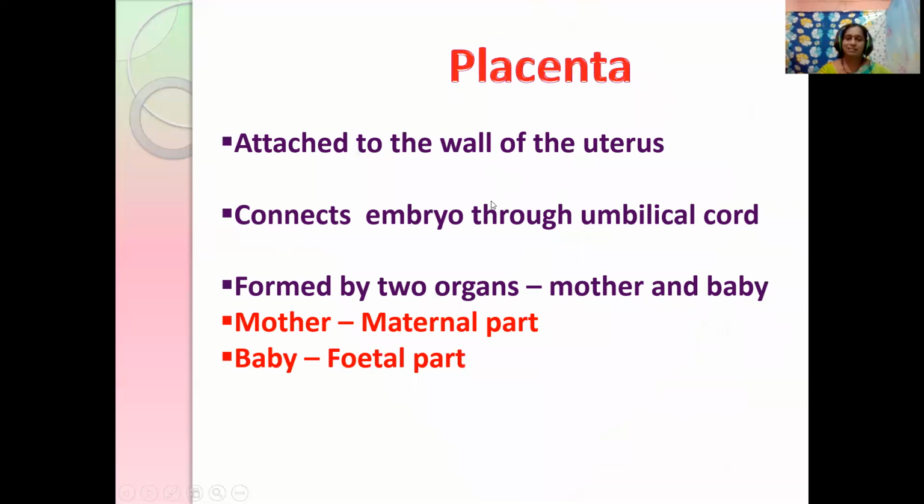Next comes the placenta. The placenta is a temporary organ that attaches to the wall of the uterus while it is in the blastocyst stage. It connects the embryo through the umbilical cord. Here we see 2 parts are involved in placenta formation, that of the mother and of the baby. That is the maternal part, the mother's blood, and also the fetal part. Exchange of substances takes place in the placenta.